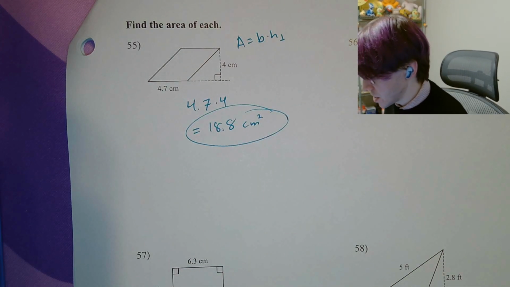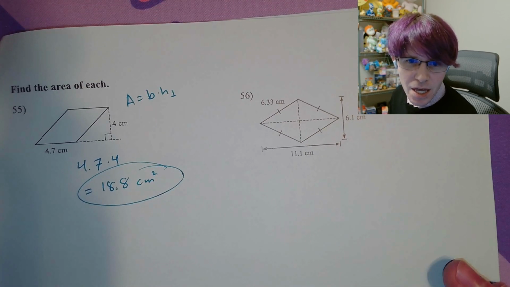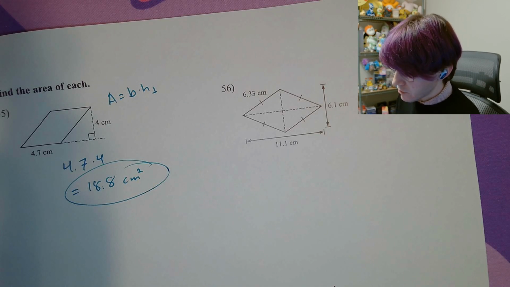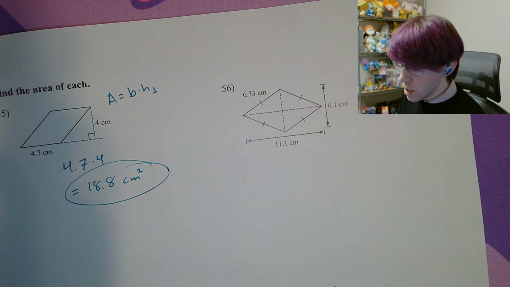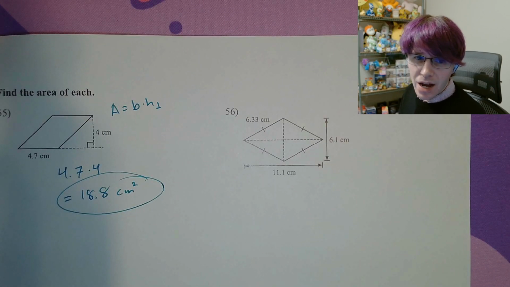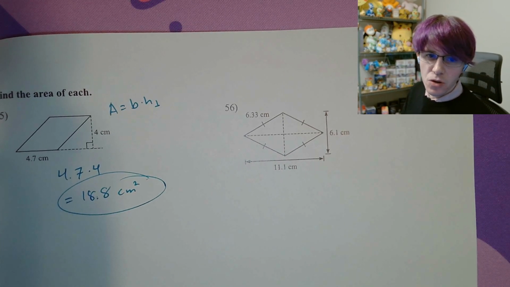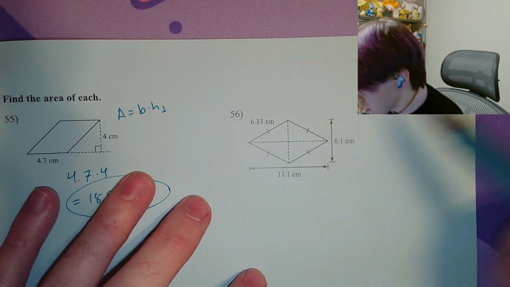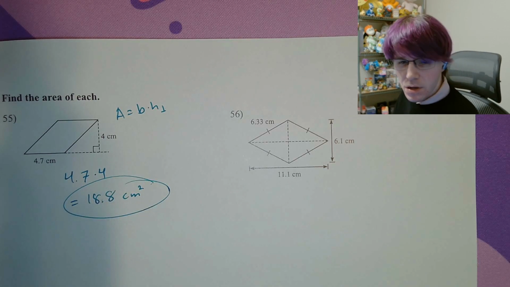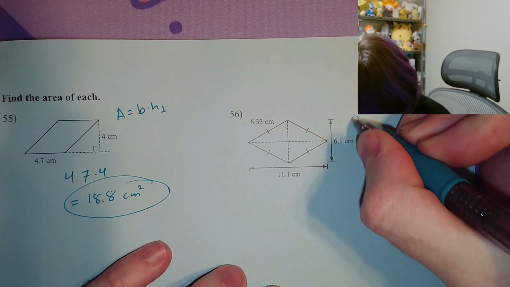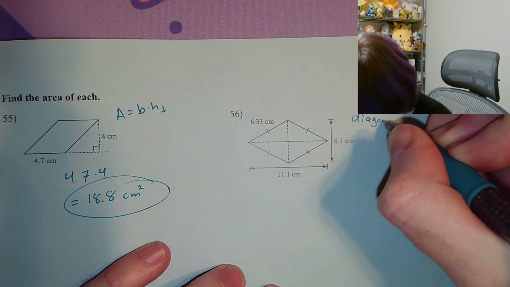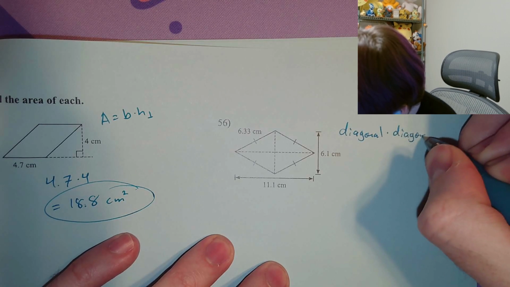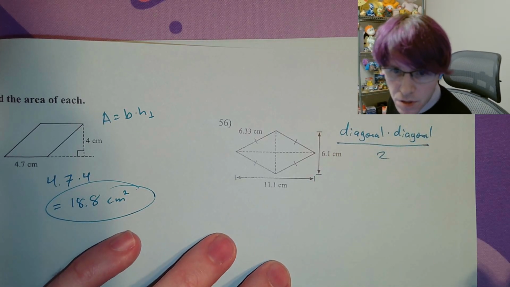Beautiful. Question 56. This one is a rhombus. Rhombi and kites both have exactly the same rule. That rule is very straightforward. It is diagonal times diagonal, divide by 2 for the area. The concept is it's like all these are like triangles that are cut in half, and because they're all triangles that are cut in half, it's just going to be the diagonal multiplied by diagonal, all divided by 2, and that's kind of what you're doing there.